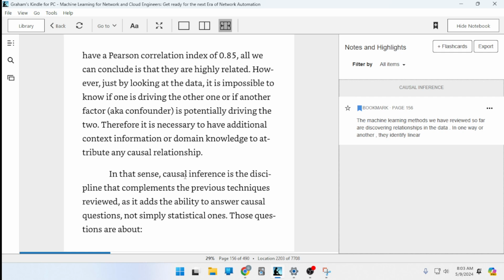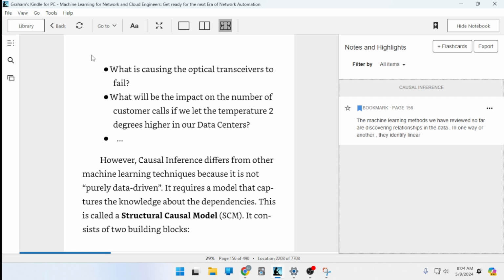In that sense, causal inference is the discipline that complements the previous techniques reviewed, as it adds the ability to answer causal questions, not simply statistical ones. Those questions are about: what is causing the optical transceivers to fail? What will be the impact on the number of customer calls if we let the temperature 2 degrees higher in our data centers?